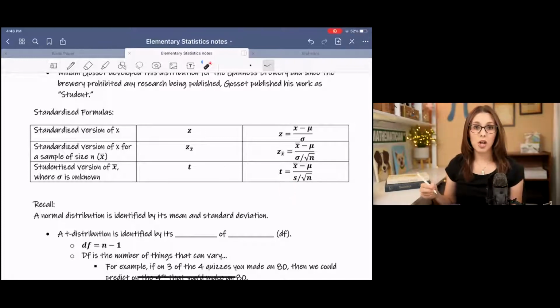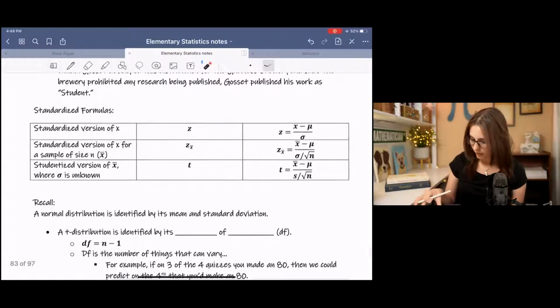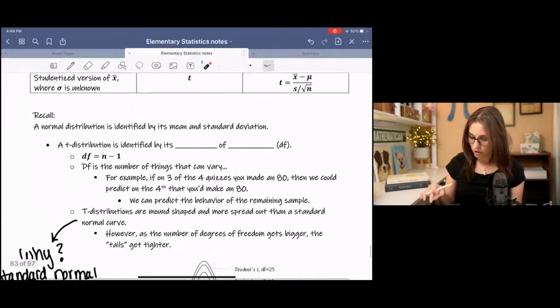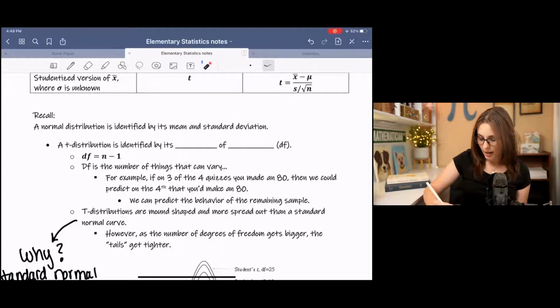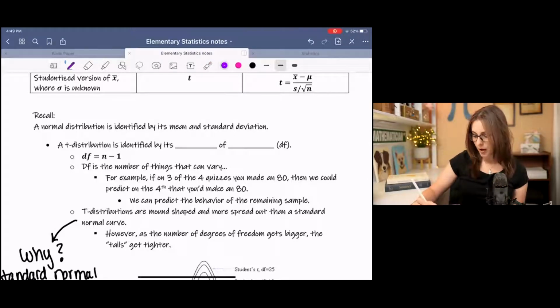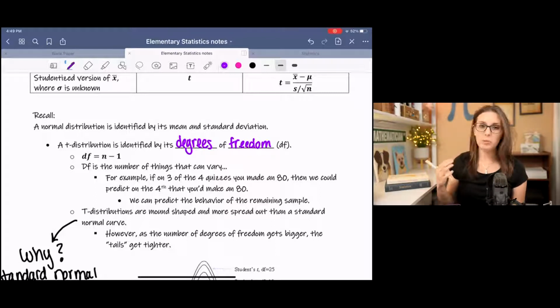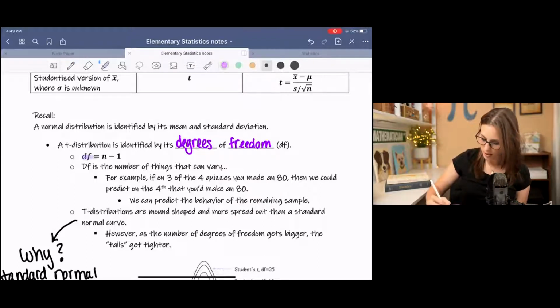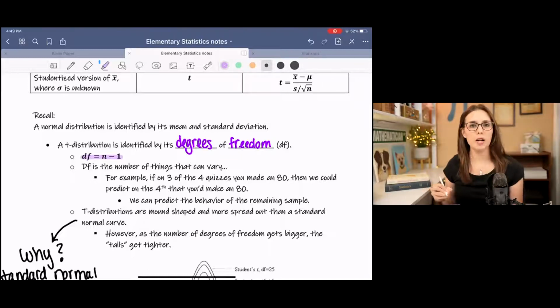And this is going to change some of the characteristics of our curve. We're no longer going to be dealing with a standard normal curve, and instead we'll be dealing with a T curve or a T distribution. A normal distribution is identified by its mean and standard deviation. A T distribution is identified by what's called degrees of freedom, or DF. And this is found by doing n minus 1, so sample size minus 1.